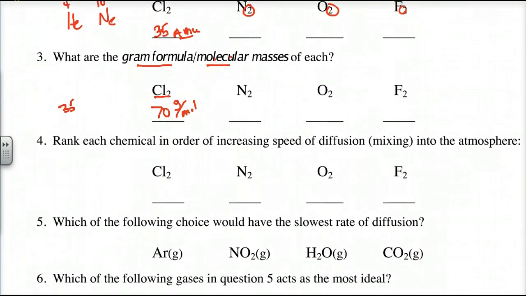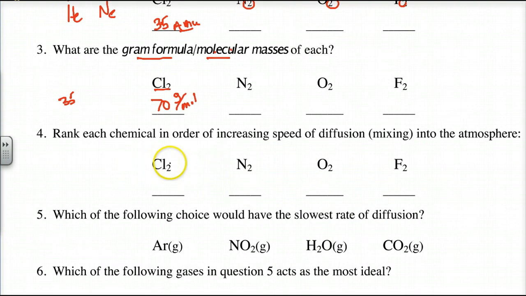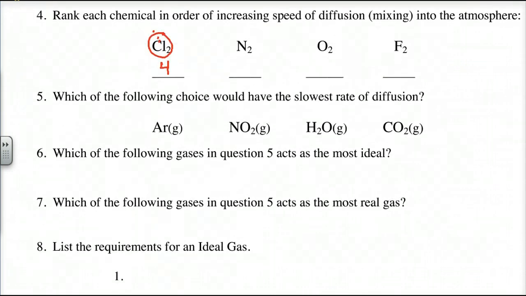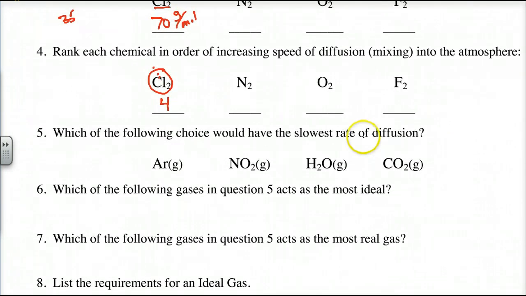Now, rank each in order of increasing speed. How well? Well, this you're going to see from the above data is the heaviest, most dense, biggest atom and highest molecular mass. It is going to be the slowest, so that would be 4. Whoever is the lightest will be number 1 and in between. Okay? Which would have the slowest rate of diffusion?